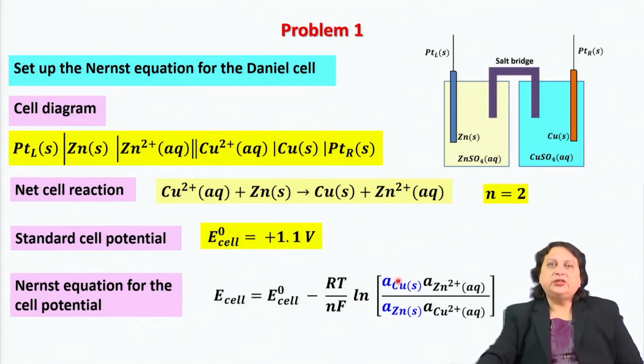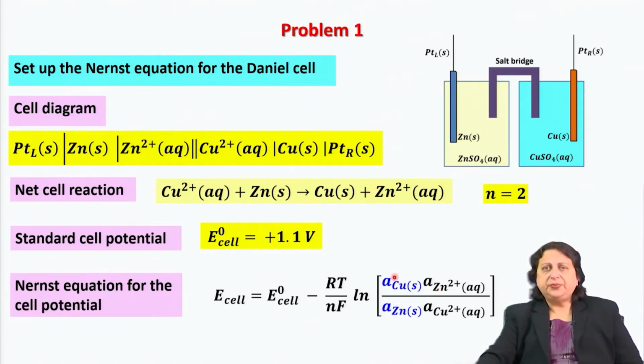So, what do I have on the top? I have on the top contributions coming from the products of the net cell reaction, and in the denominator I have contributions coming from the reactants. So, following the discussion of chemical equilibrium, for this electrochemical equilibrium, I am using the activities of each species appearing in the electrochemical equilibrium reaction over here.